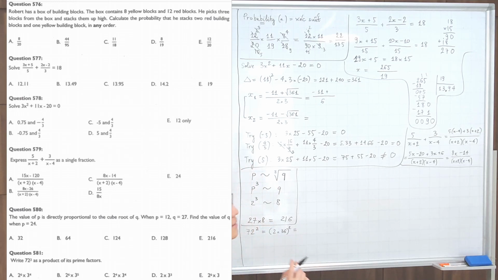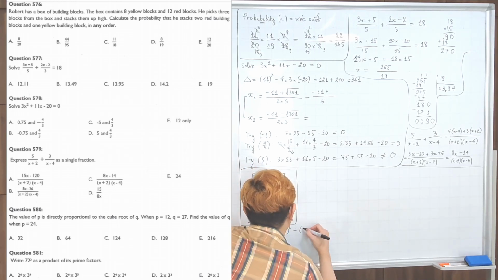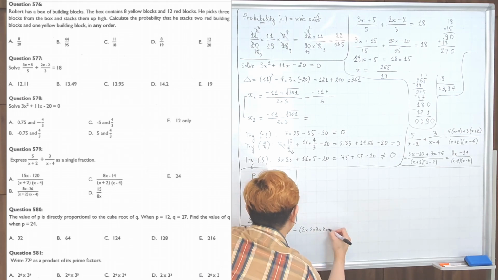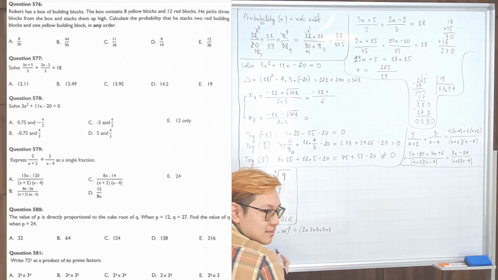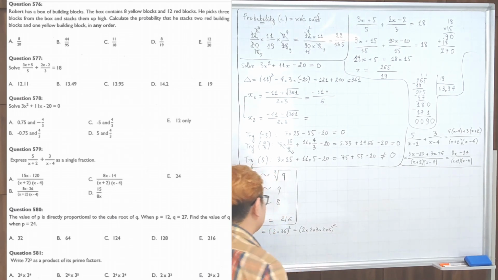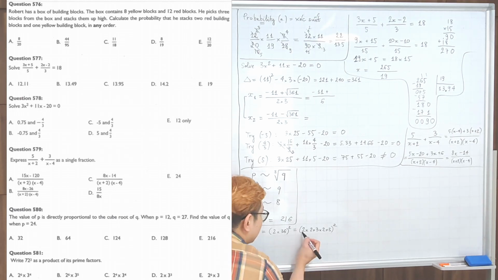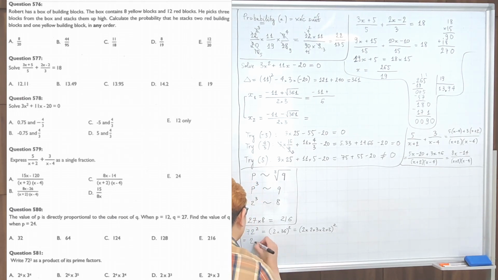And 36 is like 6 times 6. So it's like 2 times 2, 3 times 2, 3, right? 6 times 6. And then squared. And then what we have here: this is 2, 2, 2, so 2 to the power of 3. This is 3, 3, so 3 to the power of 2. And squared, right?